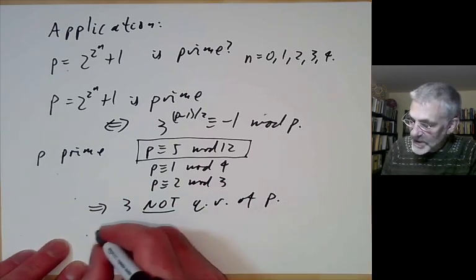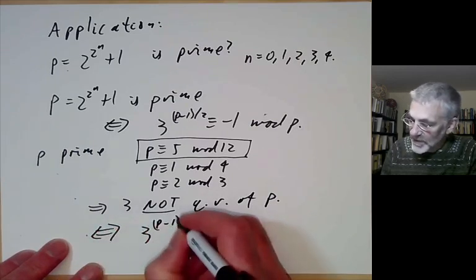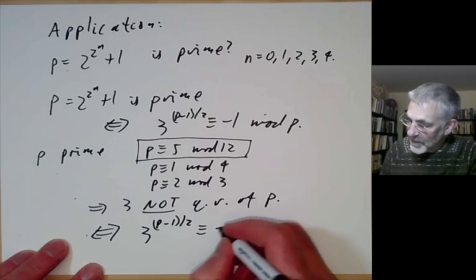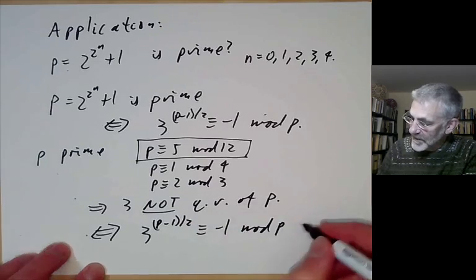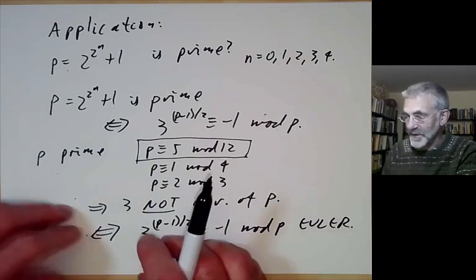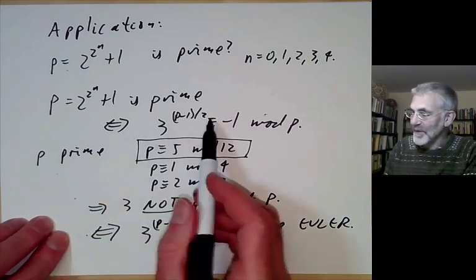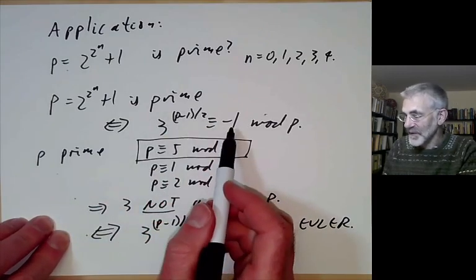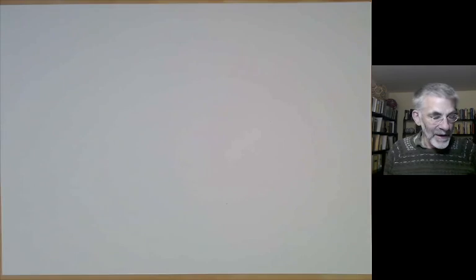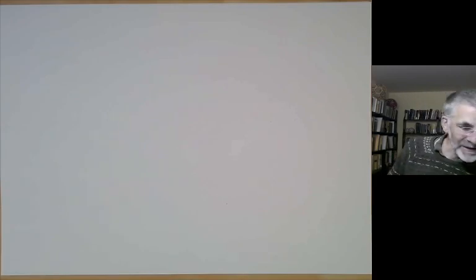And by Euler's criterion, this is equivalent to saying that 3 to the p minus 1 over 2 is congruent to minus 1 mod p. So that's just Euler's criterion for when something is a quadratic residue. So that's shown that if p is prime, then 3 to the p minus 1 over 2 is congruent to minus 1.